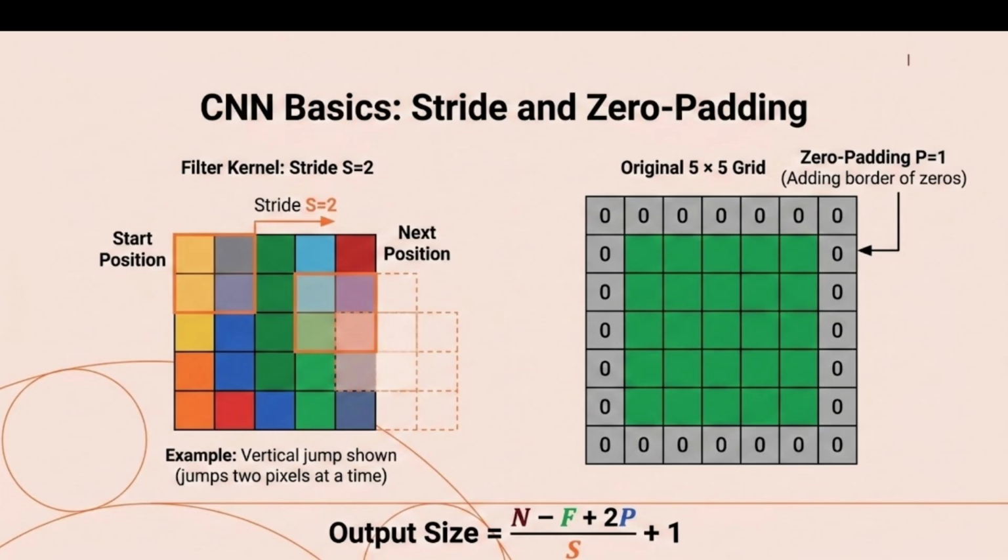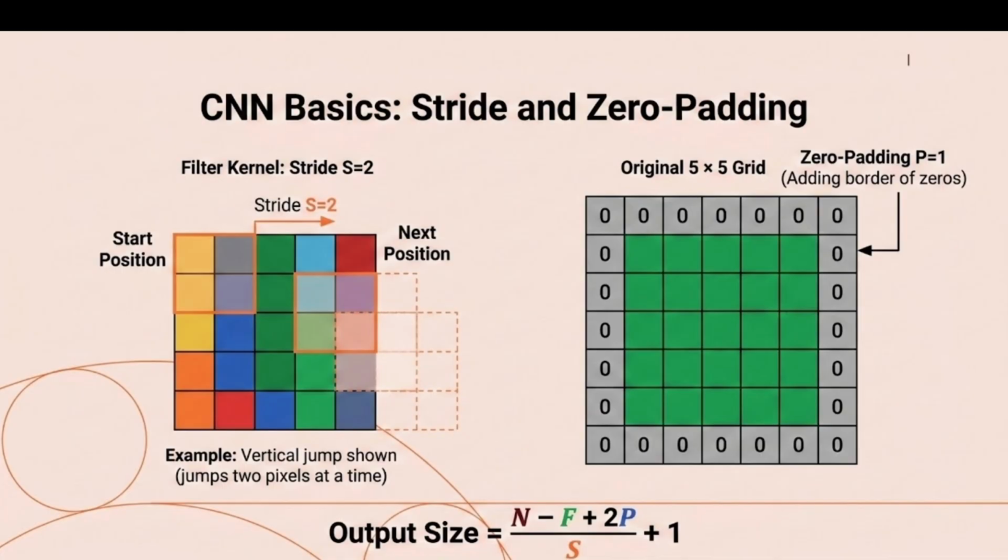Third is zero padding. If you slide a filter over a grid, the edges get ignored, and the image shrinks over time. To fix this, we pad the outside of our image with a border of zeros so our filters can properly analyze the very edges of the picture.